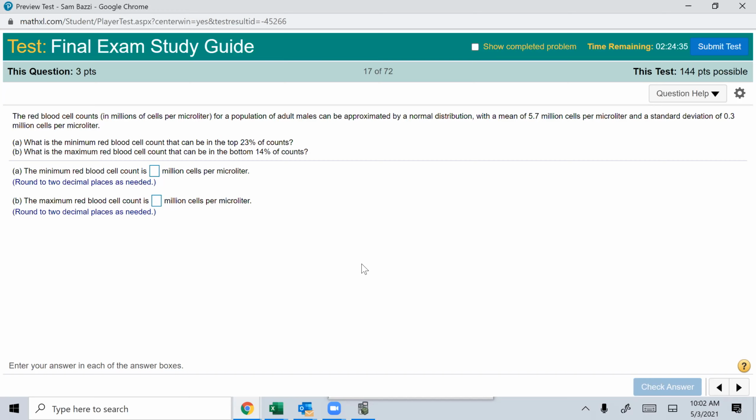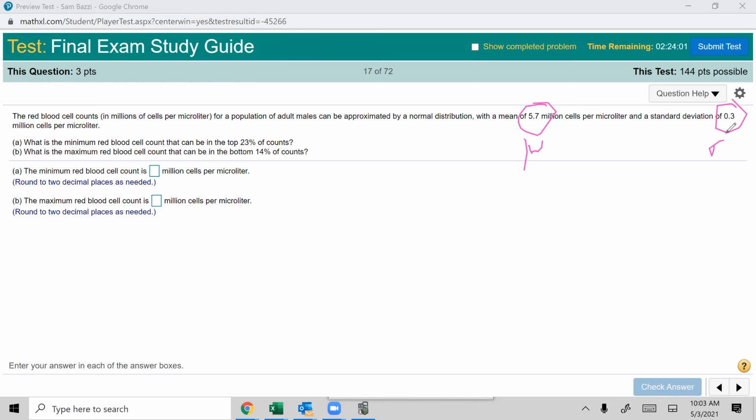The red blood cell counts in millions of cells per microliter for a population of adult males can be approximated by a normal distribution with the mean of 5.7 million cells per microliter. So we got the mean and we got the standard deviation. Okay, now it's working. So that's the mean. Just want to circle that. And that's the standard deviation.